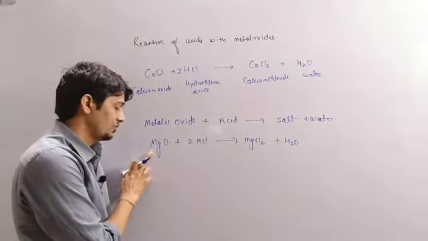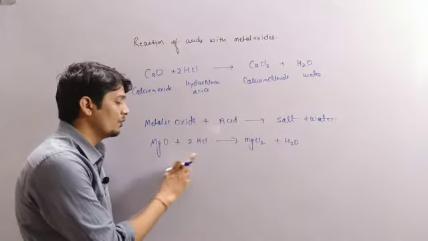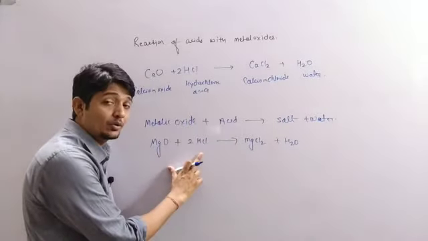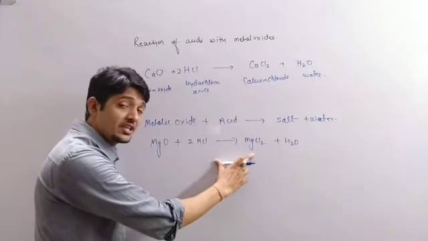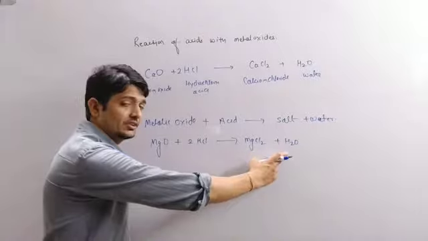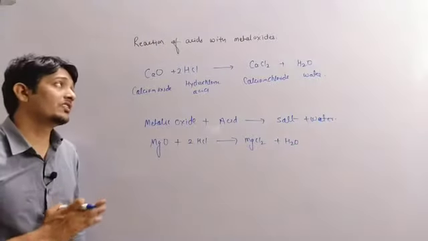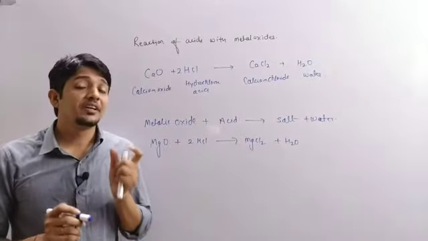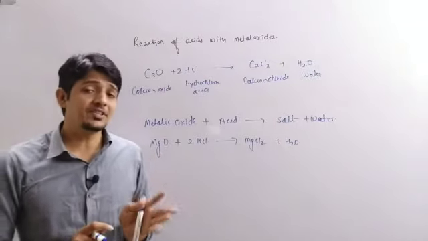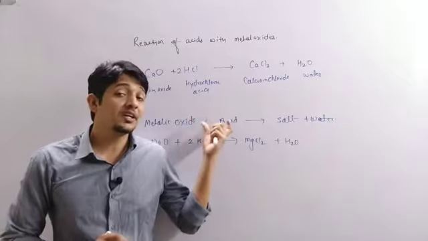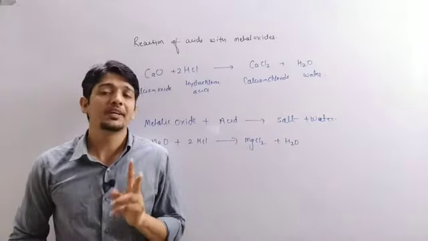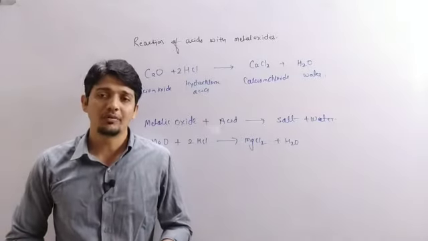Magnesium oxide, when it reacts with dilute HCl, has valency 2. That's why we have to decide how the products are formed. So magnesium reacts with chlorine to form magnesium chloride and water. This is the way acids react with metallic oxides. This is a very important reaction that you have to learn and understand properly. Okay, so this is today's part.